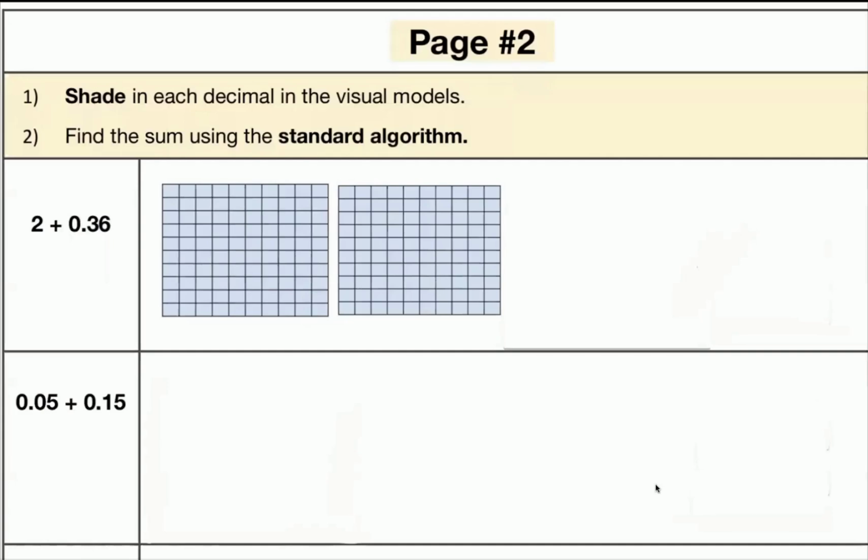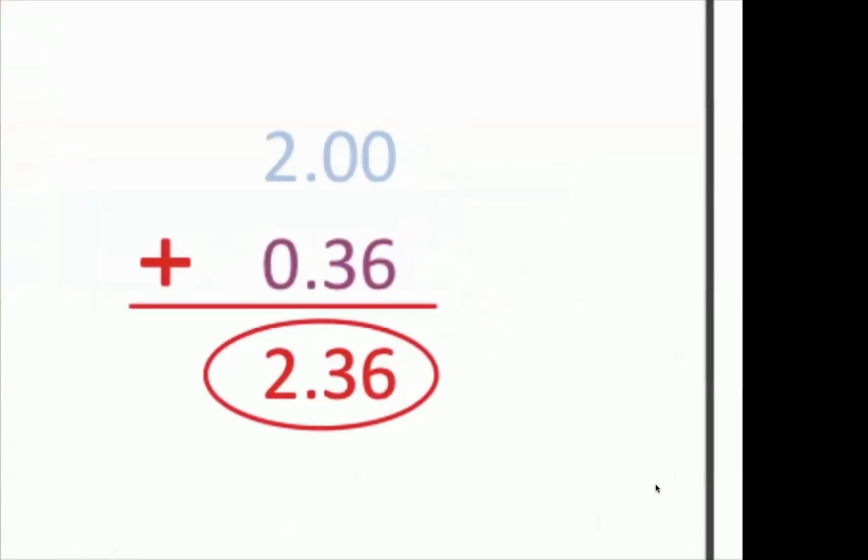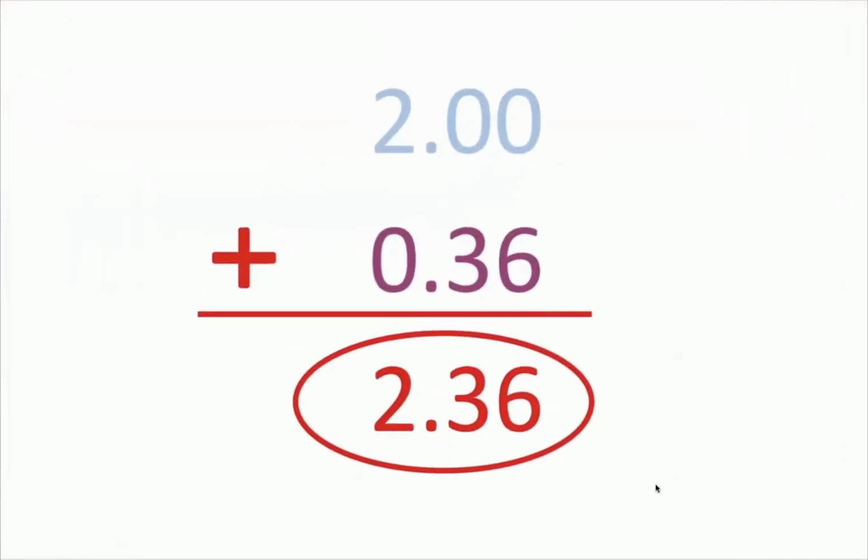All right, so the first thing you should have done is shade in 2. So you should have 2 boxes completely shaded in. Then you should have shaded in 36 more boxes to represent the 2 and 36 hundredths. So that's the first part of the directions. And the second part says find the sum using the standard algorithm. So for your standard algorithm, I'll zoom in. You should have it lined up similarly to this. Check to make sure your decimals are one on top of the other, and the sum is 2 and 36 hundredths.